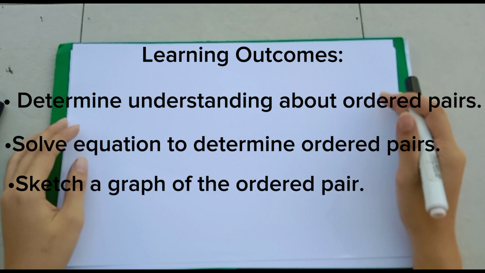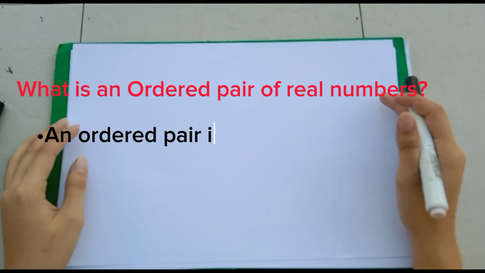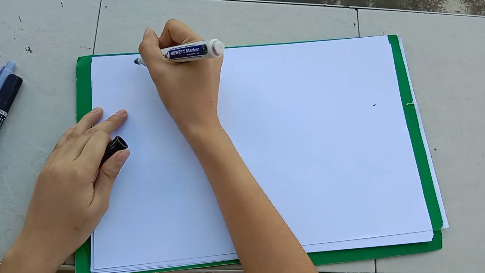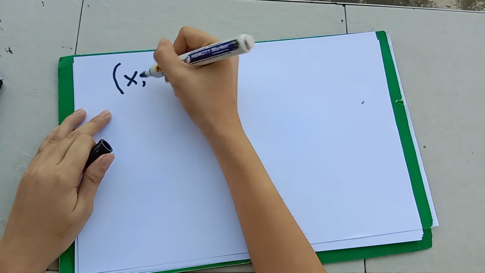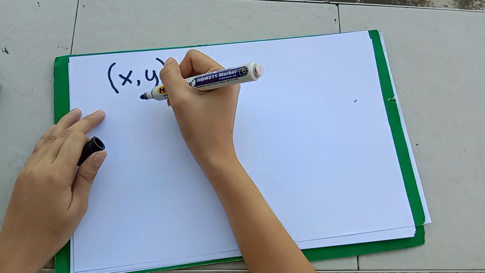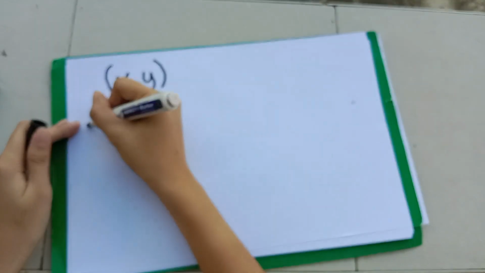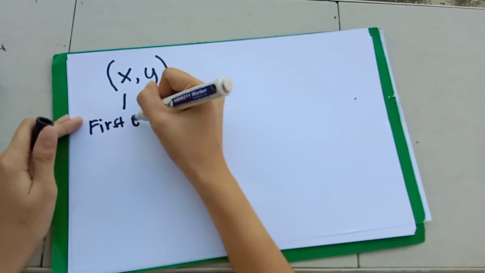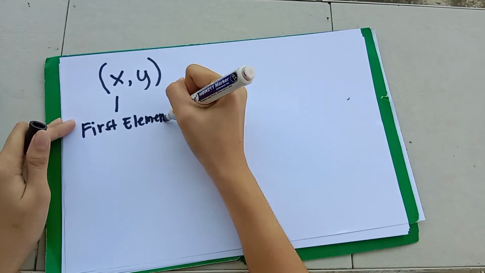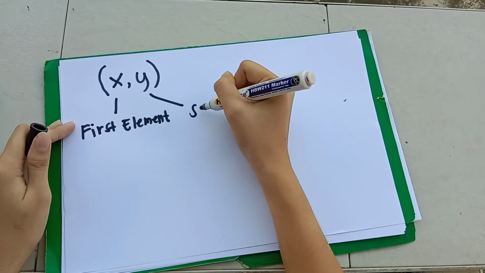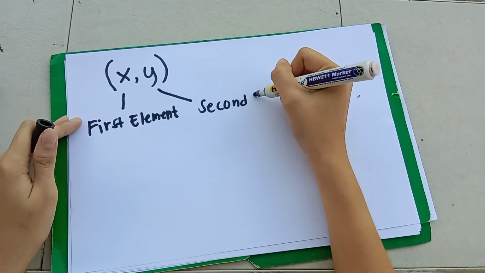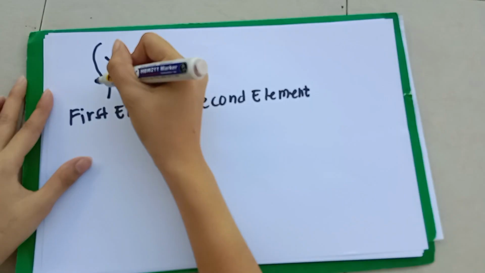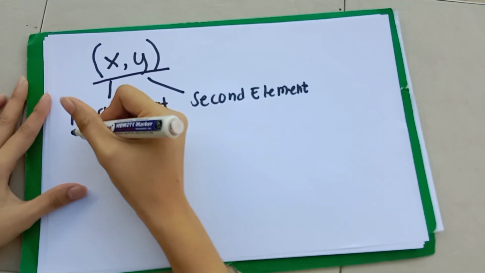So let's get started. An ordered pair is a pair of elements or numbers written in a specific and fixed order. Now let's have an example of an ordered pair. An example of an ordered pair would be the notation x and y. So here our x would be referred to as our first element of an ordered pair and y would be referred to as our second element of an ordered pair. So the notation x and y is our ordered pair.